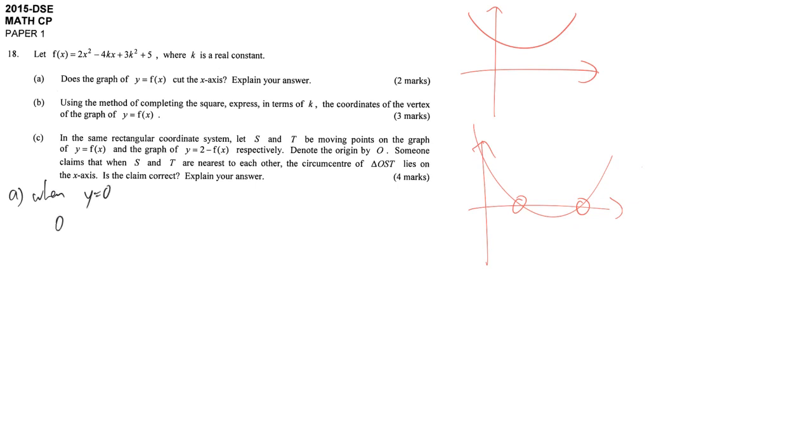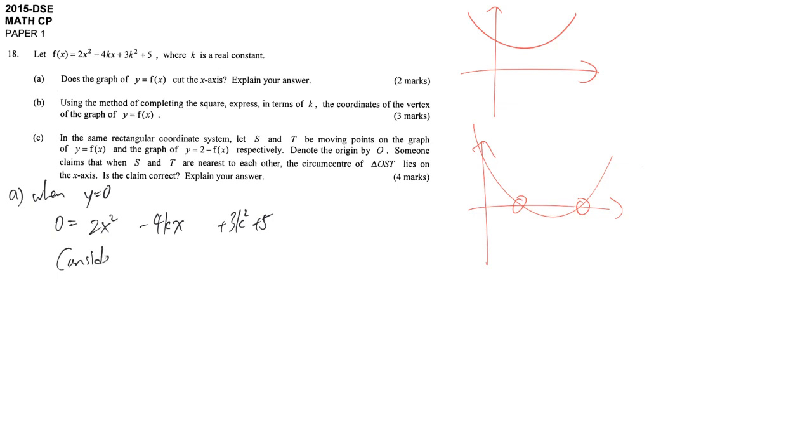Then the function will be 2x squared minus 4kx and then plus 3k squared plus 5. We want to know, is there any real solution to fulfill this requirement. So basically we are testing delta equal to something. Is that larger than 0, smaller than 0, or equal to 0?